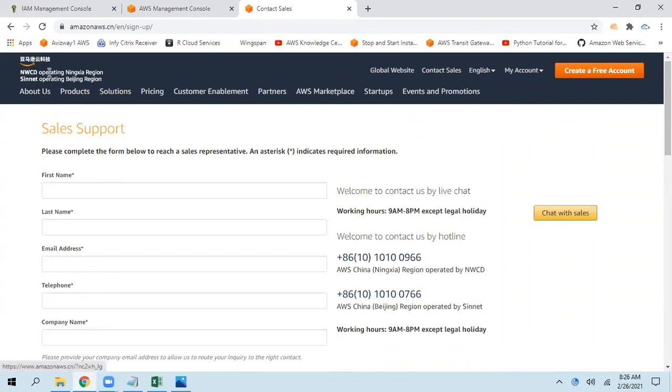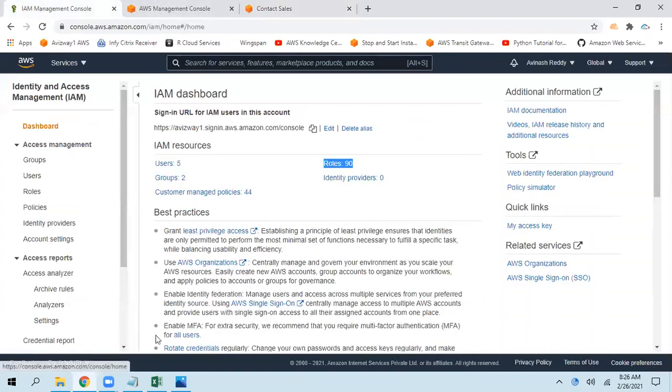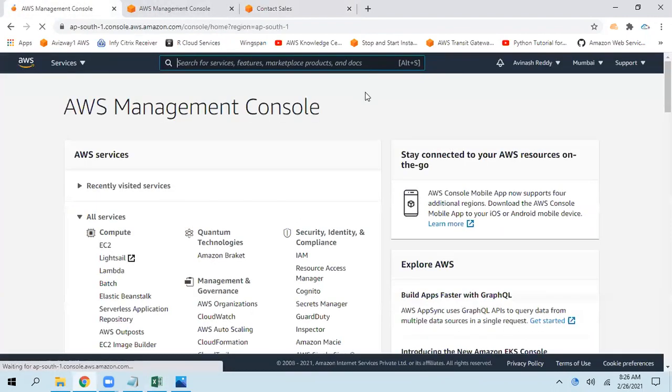See, NWCD operating Ningxia region. Sinnet is another company operating Beijing region. So in total we have 2 regions here. Another 2 regions, those regions are like the resources, whatever the resource we are going to launch, it is defined by US government standard.